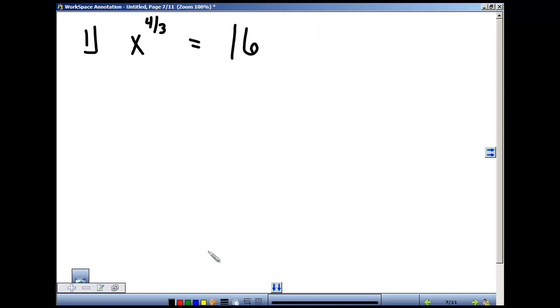Example 1. X to the 4/3 power equals 16. The first step, isolate the term containing the rational exponent, is already done. This is already by itself on one side of the equal sign. The next step is to raise both sides to the reciprocal power. That means I'm going to raise both sides to the 3/4 power.